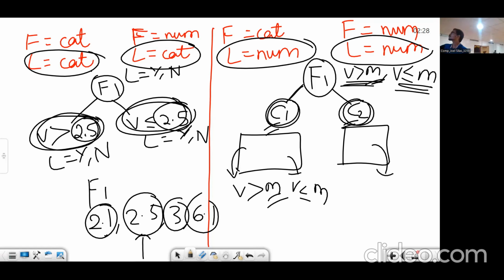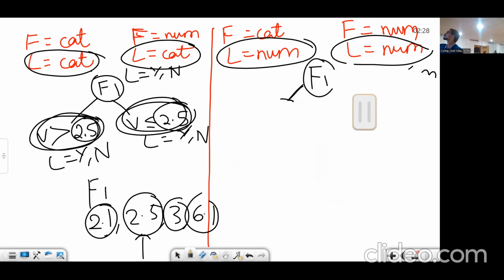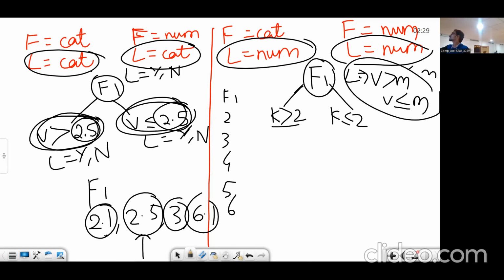Similarly, now the case is when the feature as well as the label is numeric. Now what you do, your labels will be value greater than mean and value less than equal. And what will be your features? You'll have to try each feature one by one. So if F1 has values like 2, 3, 4, 5, 6, you will find out whether it is efficient to split the value greater than 2 and less than equal to 2. With these labels, you'll try out this particular splitting.